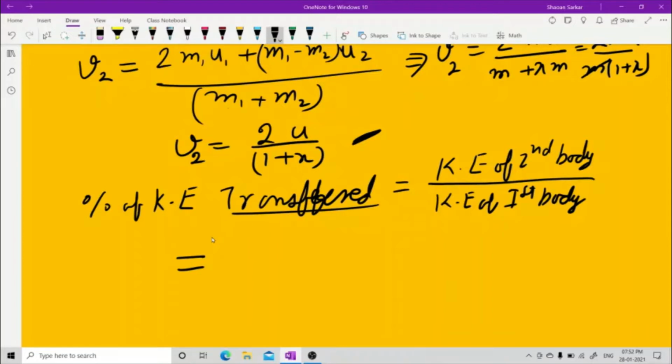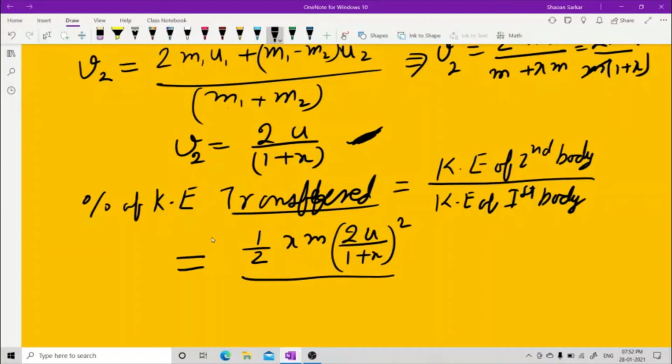So the kinetic energy of the second particle is half m2. M2 means xm. What is the velocity? This is the velocity. So (2u/(1+x)) whole square upon 1/2 m u square into 100. This will give me the percentage.